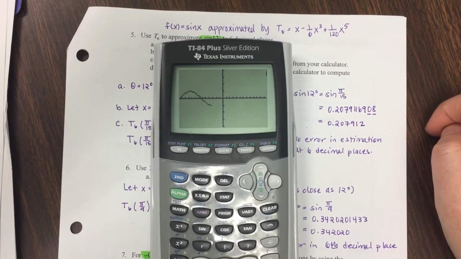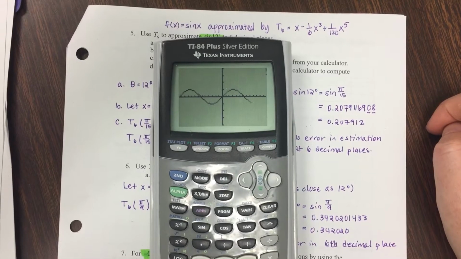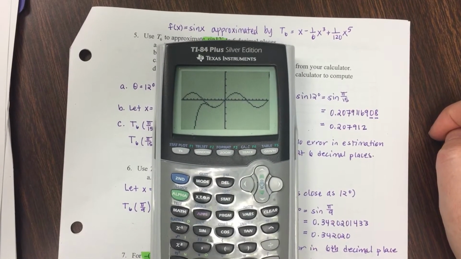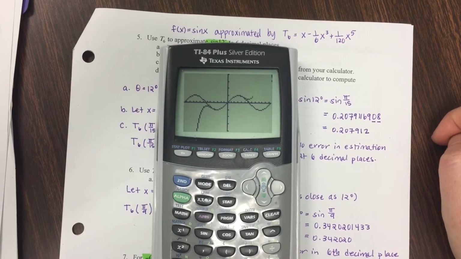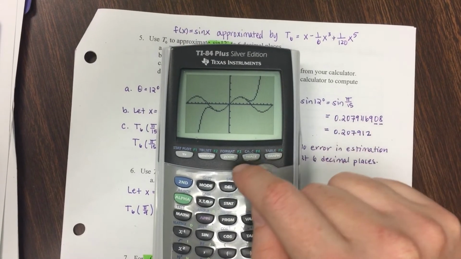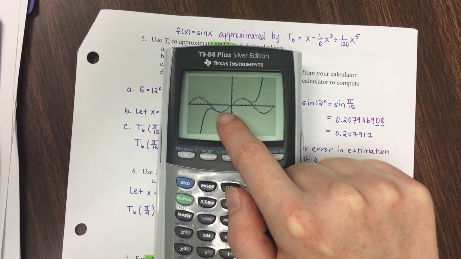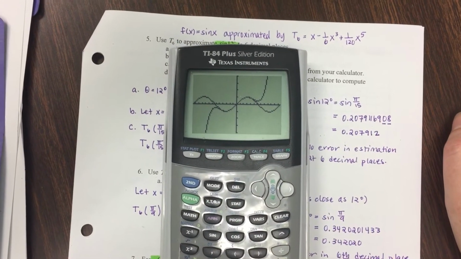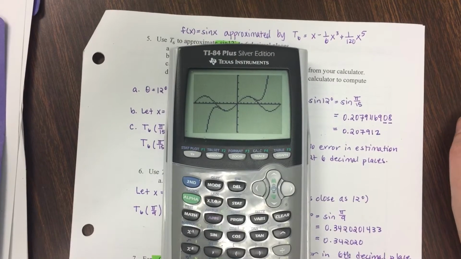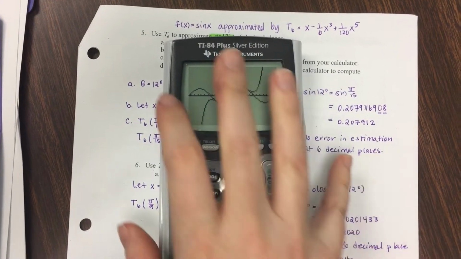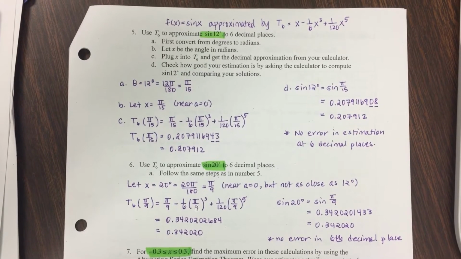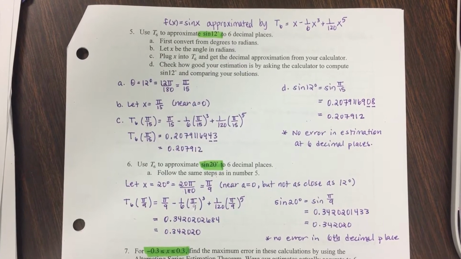So here's sine, and then our polynomial. That seems to be a pretty good estimator just around the origin. So in this example, we're going to use this polynomial to estimate something that you don't know by heart, or that's not on the unit circle. So we're going to use this to approximate the value for sine of 12 degrees.